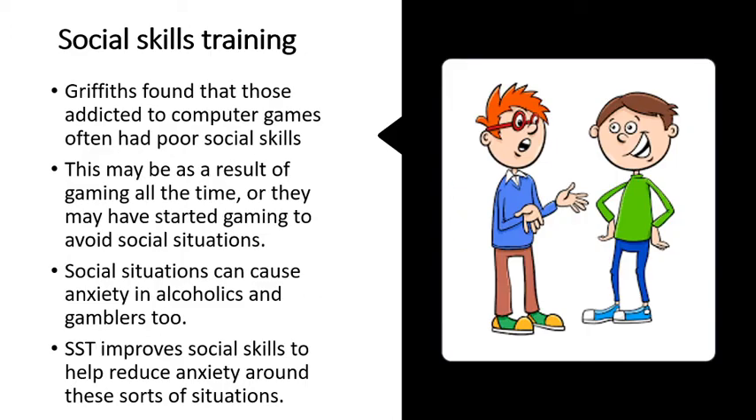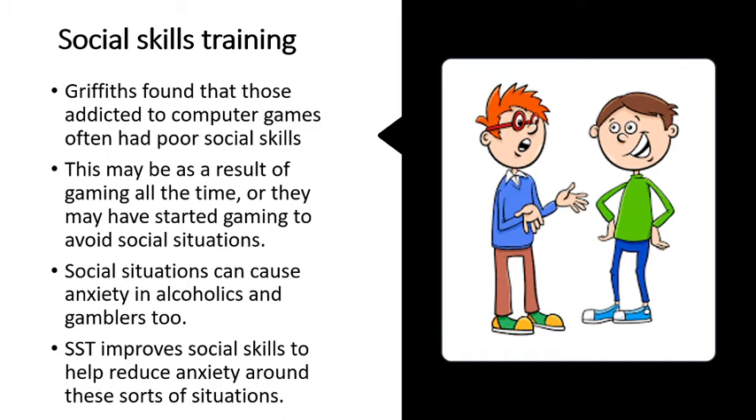Social skills training. This is the third element, or another one of the elements anyway. And this is an interesting one, because you'll see Griffiths, who's the same guy that did the fruit machine study that we looked at, if you remember. He looked at people who were addicted to computer games, and this was university students, and found that actually they often had really poor social skills.